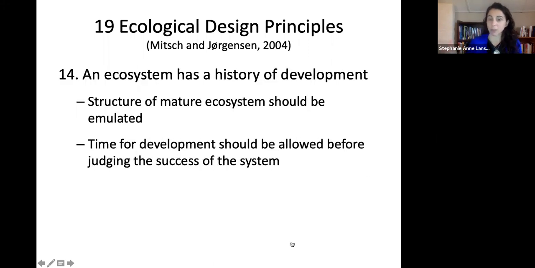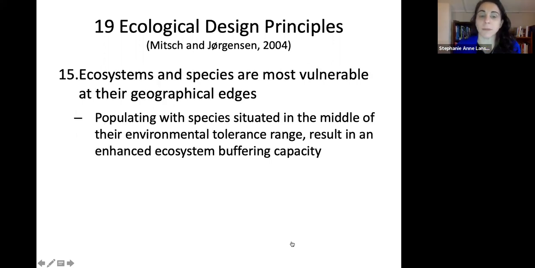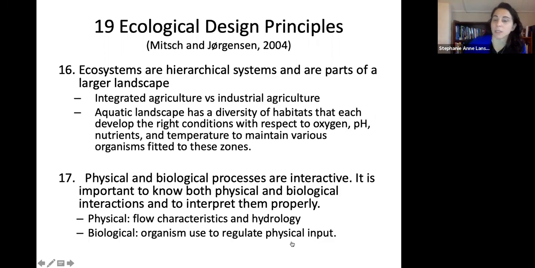14 is that it has a history of development. Mature systems should be emulated, but we need to understand the history of development and judge the time that we need to allow before judging the success of the system. Ecosystems and species are most vulnerable at the geographic edge, so you don't necessarily want to plant species that are at the edge of their tolerance of where they're going to grow. You want to plant species that are in the middle of that tolerance zone so that we can increase their buffering capacity. Ecosystems are hierarchical systems, so they're part of the larger landscape.